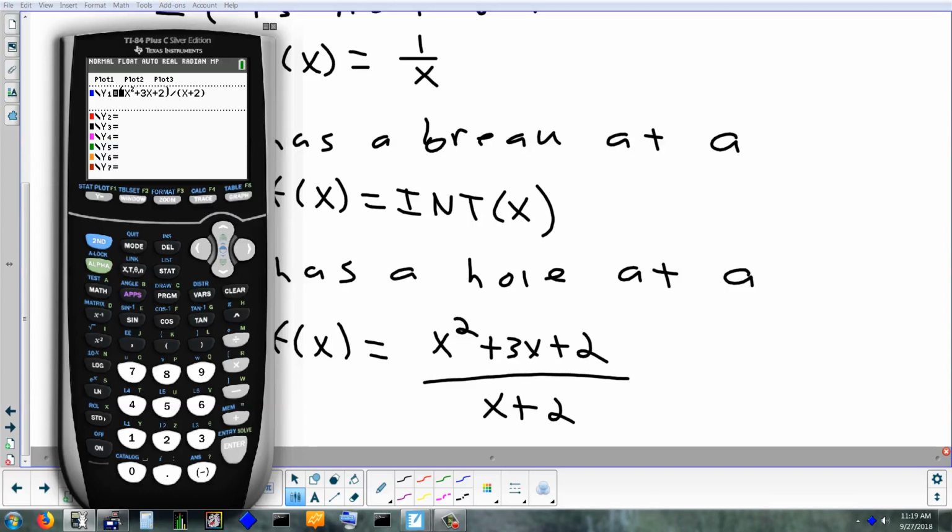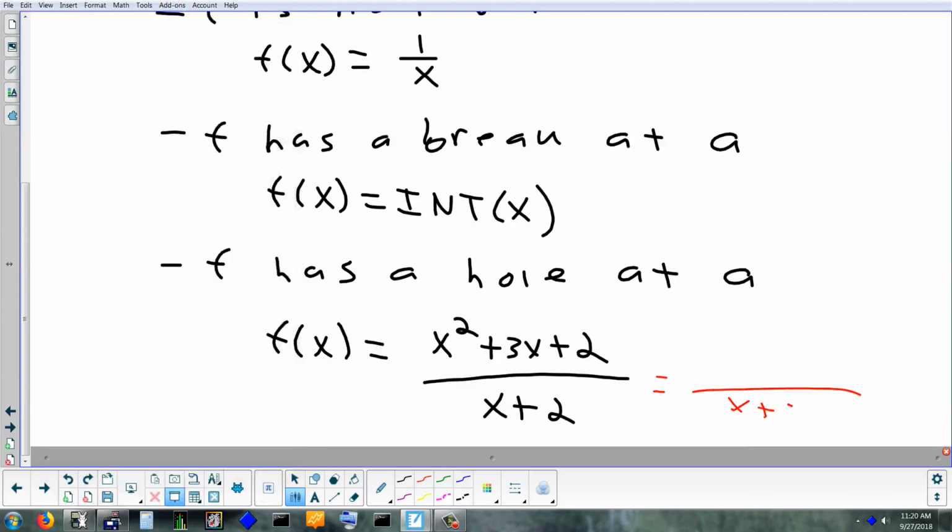All right, I can prove to you that there's a hole there, because watch what happens. If I type in -2 and press trace, the y value is blank. There isn't one. If I go to my table and type in -2, it says error. Now, if I go really close to -2, like -2.000001, that's really, really close. No error. Works fine. Let's try -1.999999. Very, very close to -2, but it also works fine.